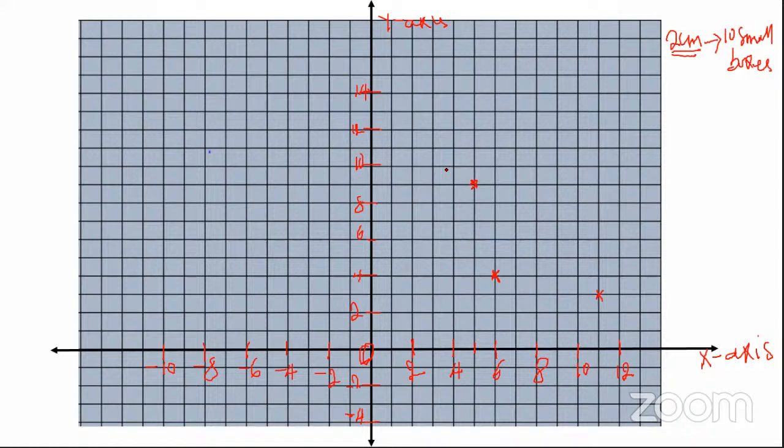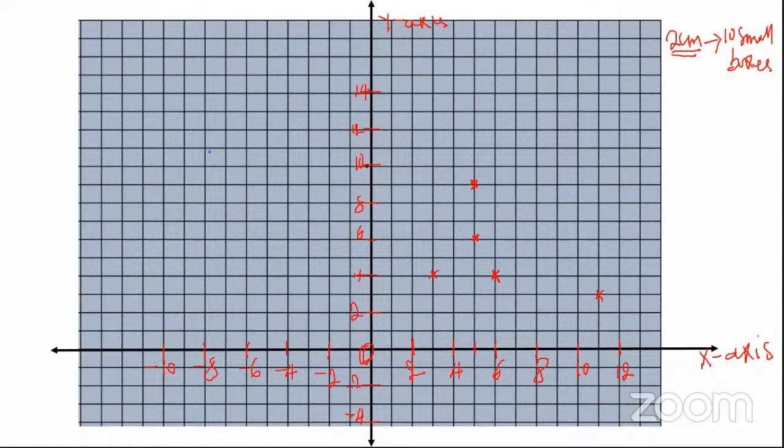5 and 6. Yes, another one. Or they are done. 3 and 4. So 3 and 4 is as well here.